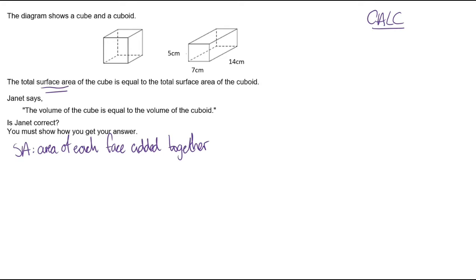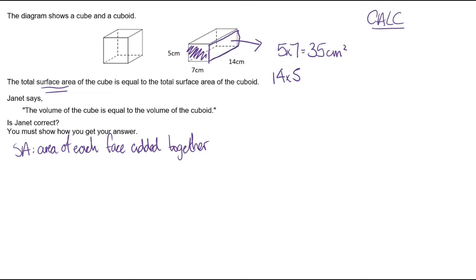Okay. Total surface area of the cube is equal to the surface area of the cuboid. Now, before we go on to anything, Janet says, well, I'm going to work out the surface area of this cuboid. I don't have any dimensions on the cube, so I can't do anything there. So this front face is going to be 5 times 7, which is 35 centimetres squared. The side face, this one here, would be 14 multiplied by 5, because again, it's base times height.